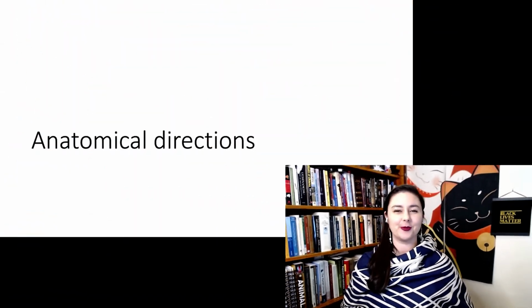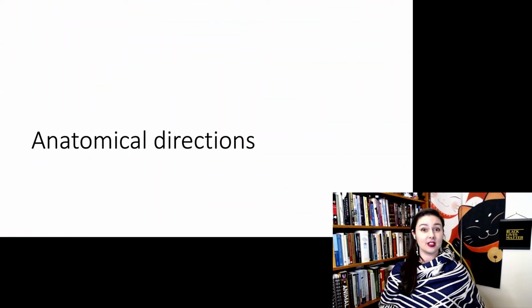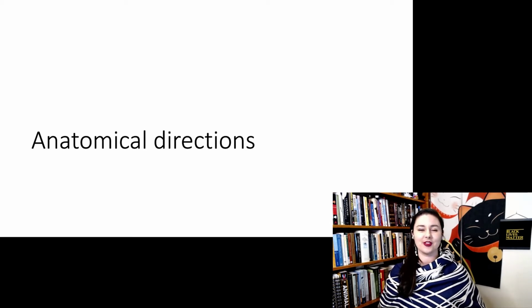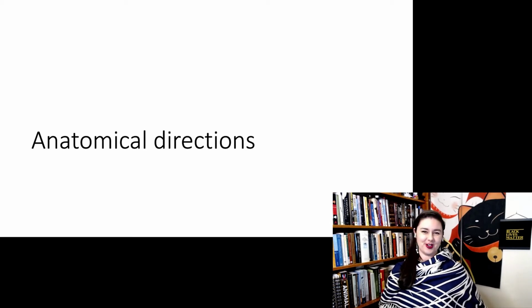When we're communicating with someone, we always want to make sure that the other person understands what we're saying and that we're talking about the same thing. That's where anatomical directions comes in.